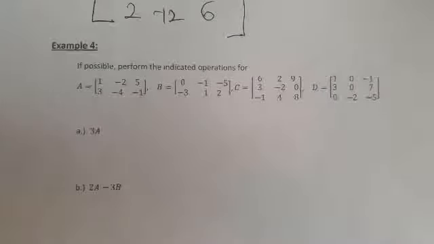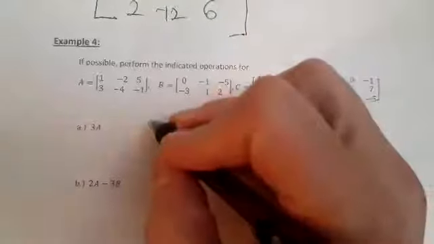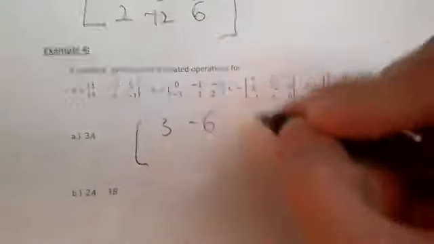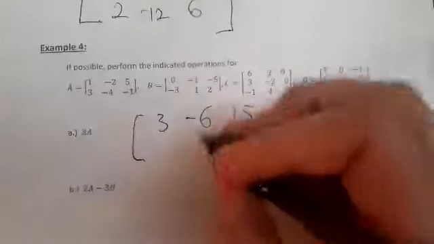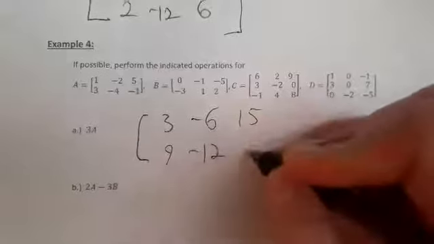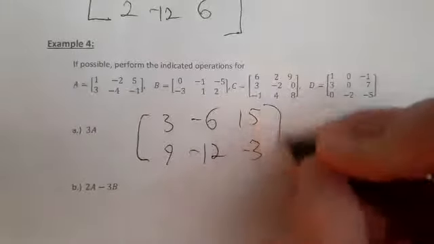So 3A, we take the matrix that's in A and we multiply everything by 3. So it looks like 3 times minus 6, 15. 3 times 3 is 9. 3 times minus 4 is a minus 12. 3 times minus 1 is a minus 3.